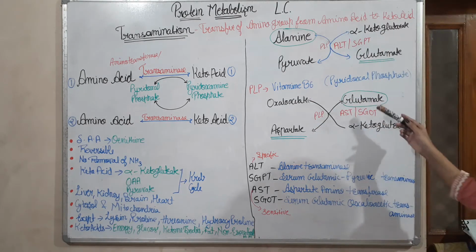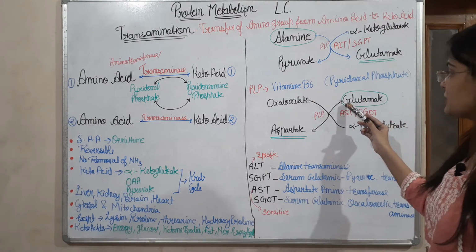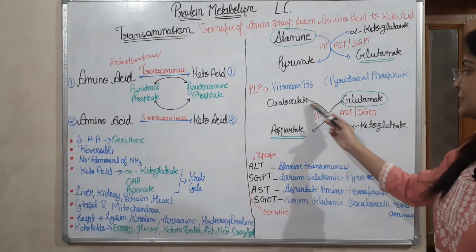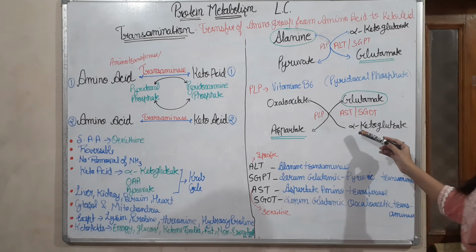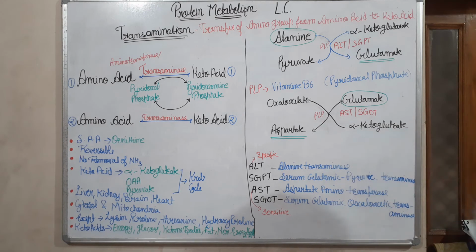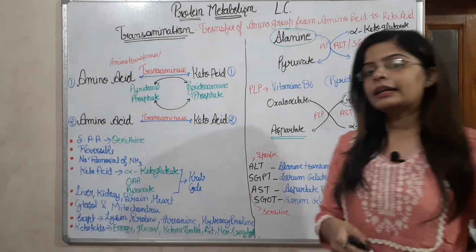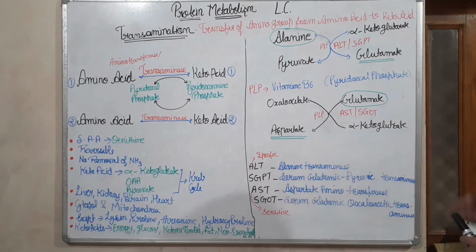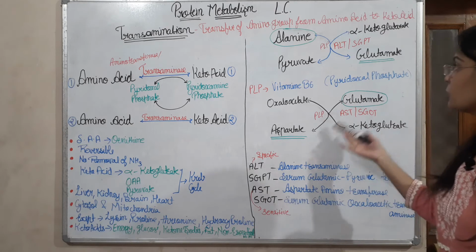aspartate. So here the glutamate is breaking down, it's giving its amino group to the oxaloacetate, and oxaloacetate is forming aspartate, and here the remaining keto acid is alpha ketoglutarate. Then again this will go into the urea cycle.